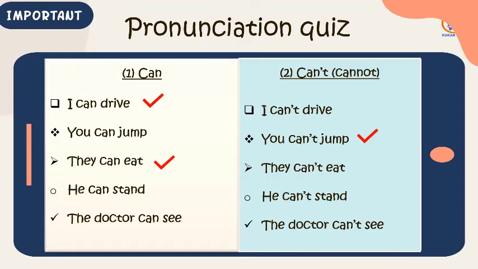He can't stand. Is your answer 1? No. The answer must be 2. Why? Because I use can't. Listen one more time. He can't stand. Okay? And the last is, the doctor can't see. Correct. Your answer is number 2. It means I use can't.